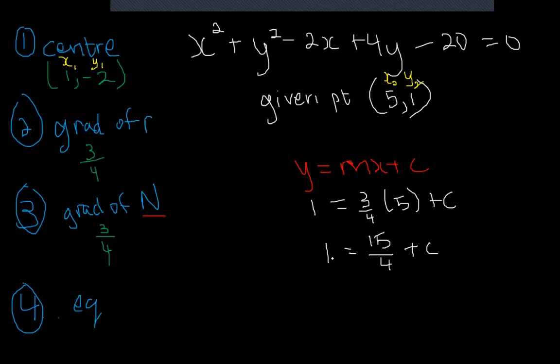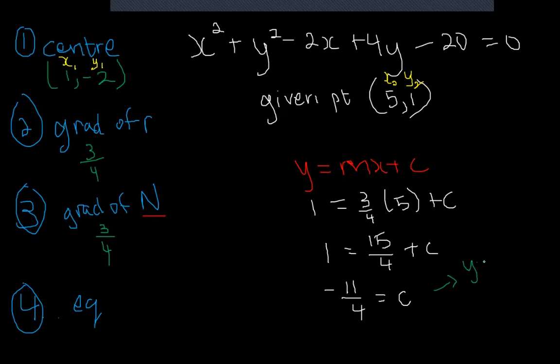Now that would be 1. I need to minus 15 on 4 on both sides. So 1 minus 15 on 4, that would be minus 11 on 4, which is equal to c. And I could rewrite this now. Why am I rewriting it? Because the general equation of a line is y is equal to mx plus c. That's how I need to write my answer.